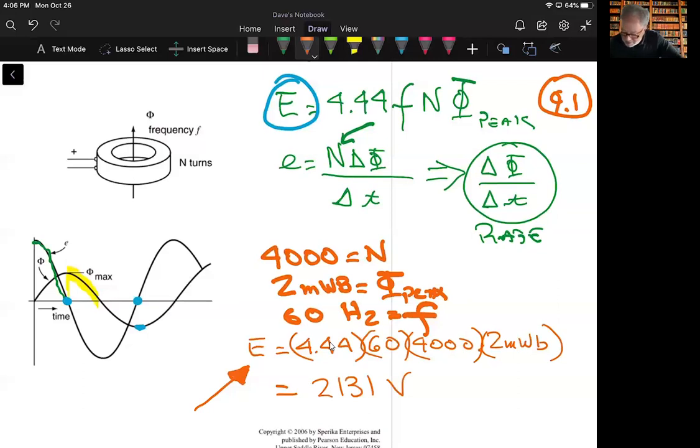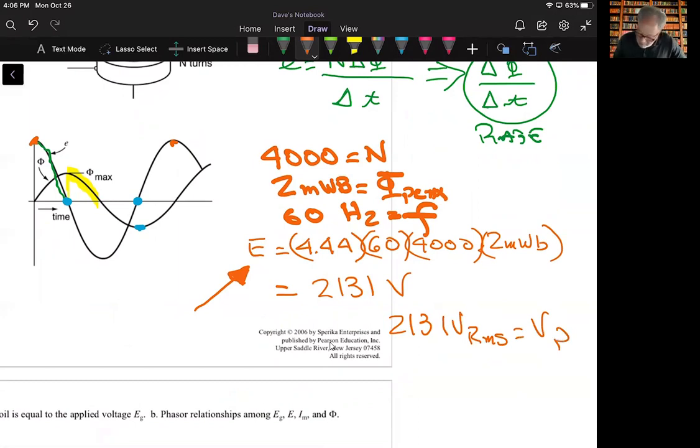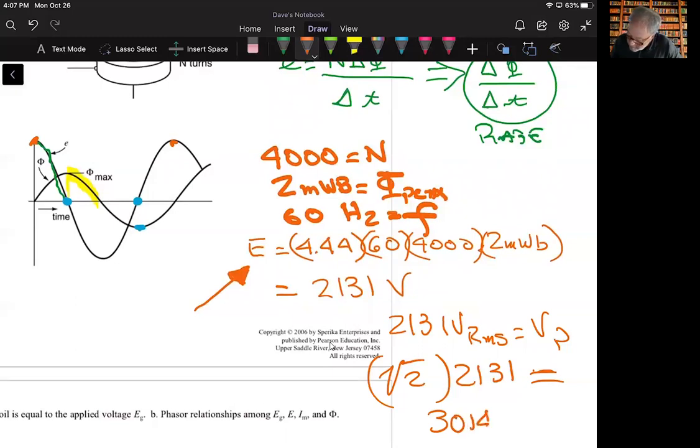The other thing that he does in this problem, he says, what would the peak value of the voltage be? What would the peak values be for the voltage that we're working with? Well, we know how to do that. We've got 2,131 volts RMS, and we want to convert that to a peak value. All we have to do is multiply that by the square root of 2. And when we do, we end up with 3,014 volts peak. Okay, that's section 9.1.